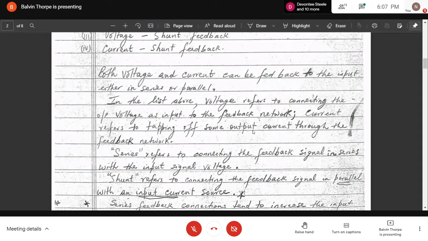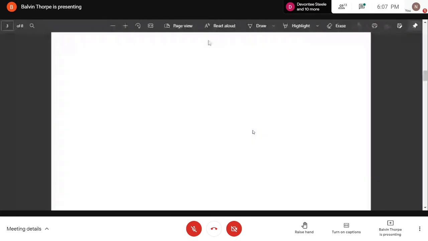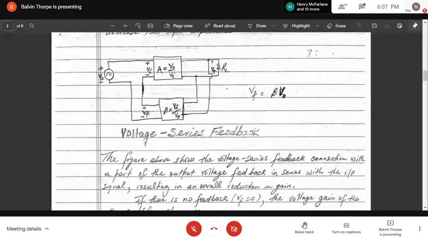Repeat, sir. Yeah, repeat that part. All right. So we're going to be looking at a circuit that will help us.